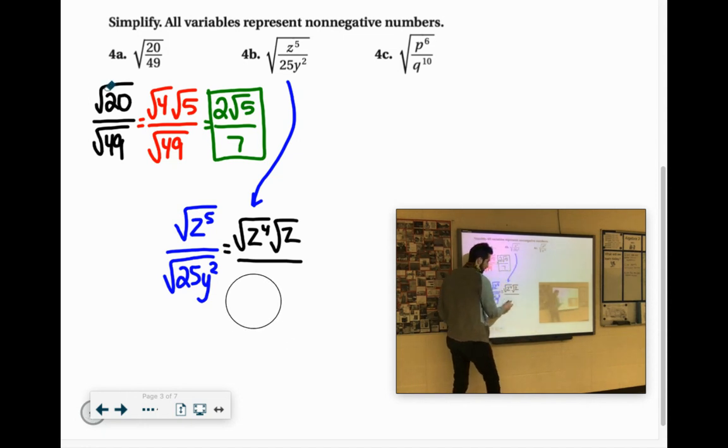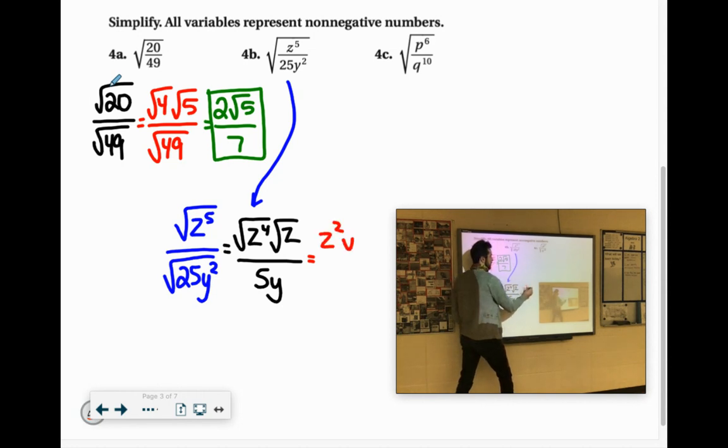We can take the square root right now. 5y. Leave us with z squared root z over 5y.